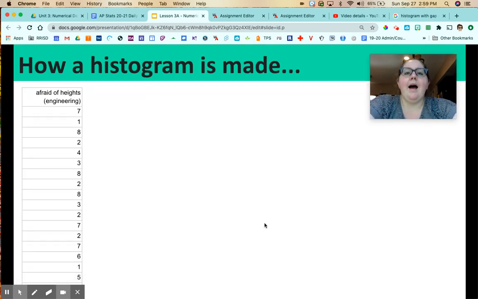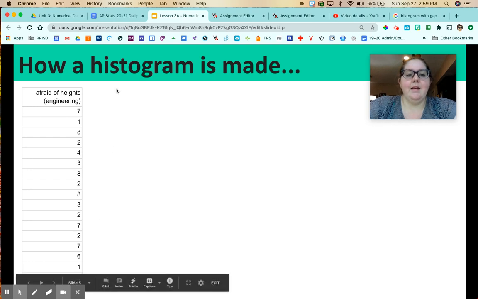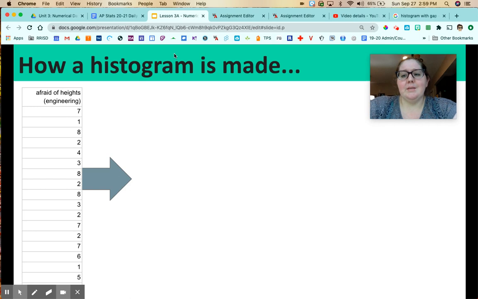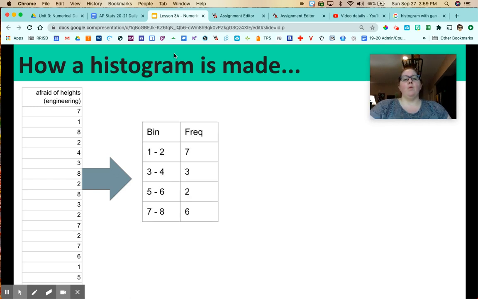So let's talk about how a histogram is made. This is not something you would make on your own on a sheet of paper. This is something that computer programs make, but you'll be given a lot of them to describe and talk about in this class. So just real quick, to talk about how a histogram is made, I have those same set of numbers. First thing I would do is to make some type of frequency table where I decide what my categories are going to be.